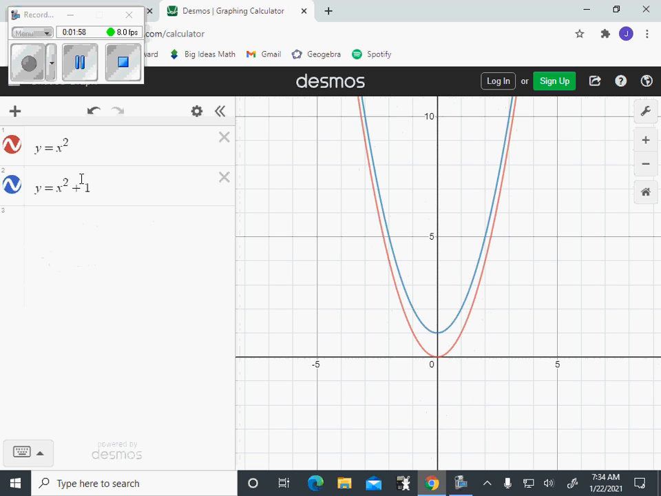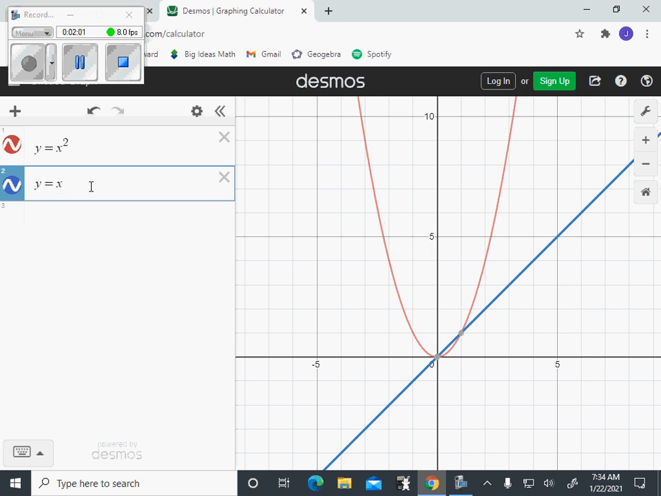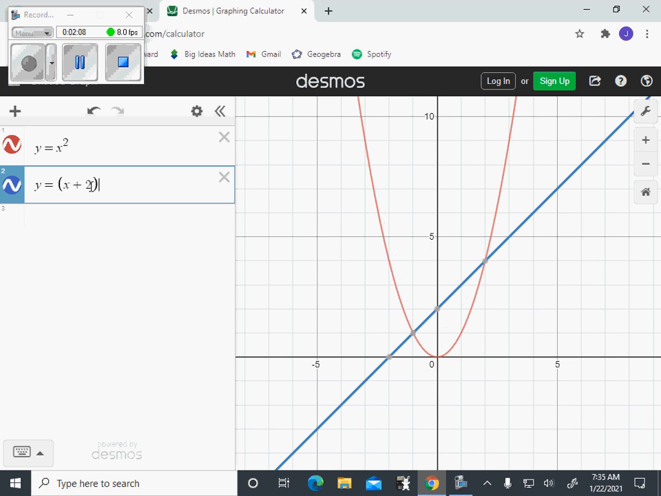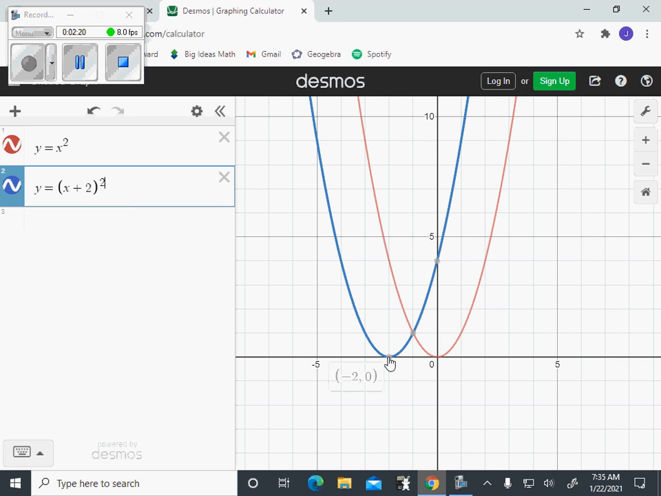What about left and right? If I have, in parentheses, x plus 2, and I'm going to square that whole thing, it's going to be a U shape. But is it going to move this red graph left or right? If I have x plus 2, it's actually going to move it to the left 2 units, which is weird because it's x plus 2. When we have parentheses, I want you to think opposite. So if it's plus 2, we're going to the left. If it's minus 2, we're going to the right.